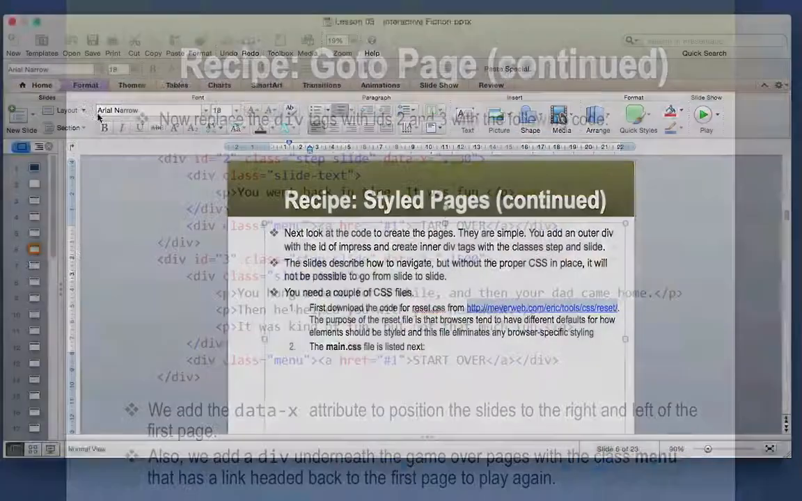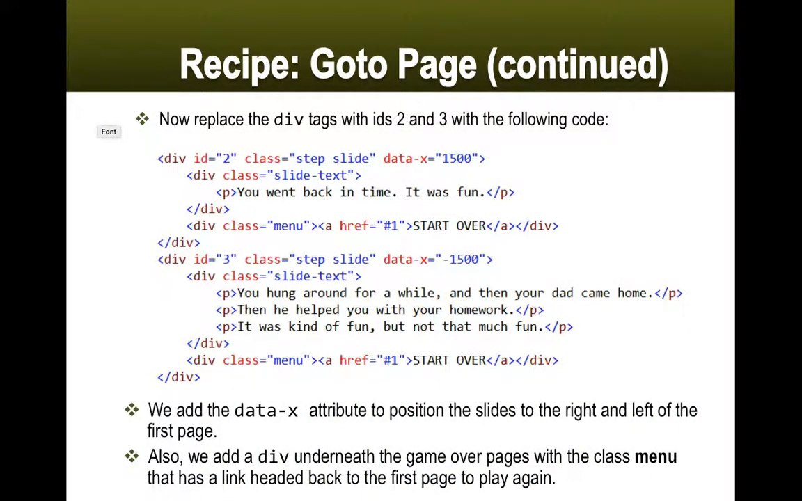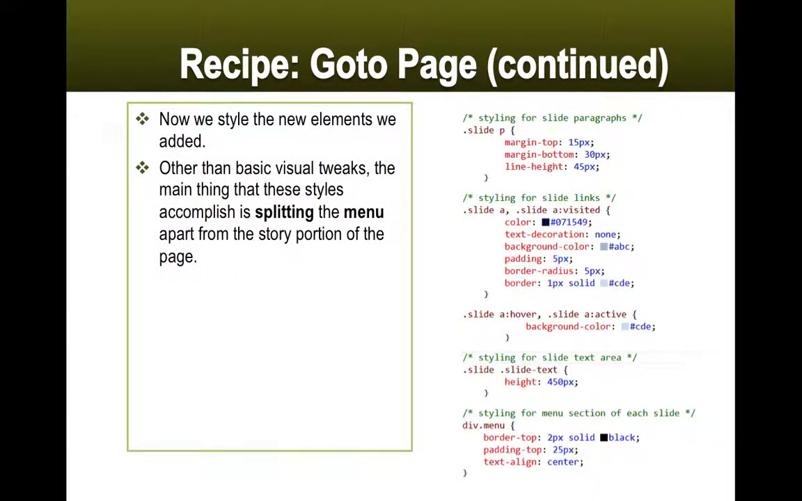So, while it's doing that, I'll go back to this. Again, the data-x attribute tells me where to position the slides, left or right. Now we added a div for the menu, right? In order for us to create some styling for the menu, which is not included, let's add some CSS like it says here: a div.menu with a border top, a padding top, and a text alignment, because I think we need that so our menu looks a little different.